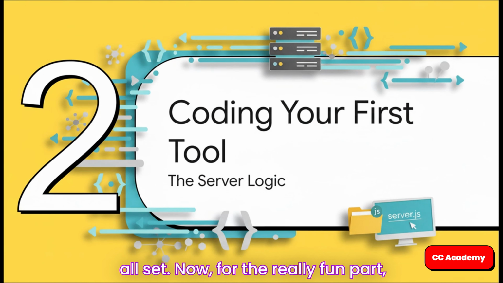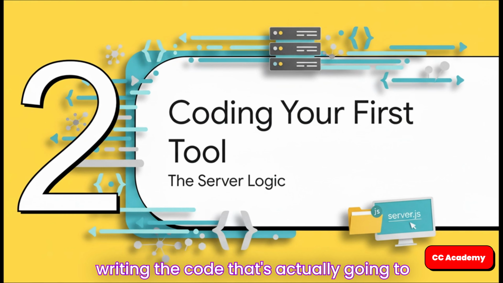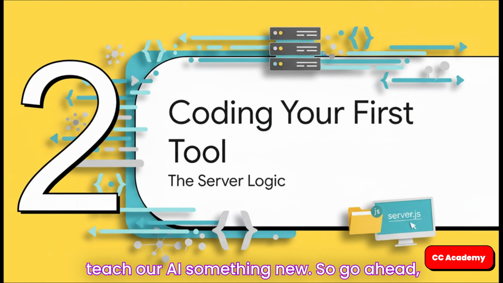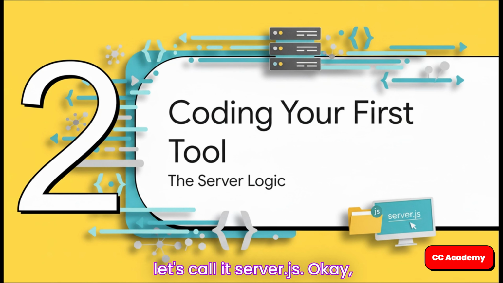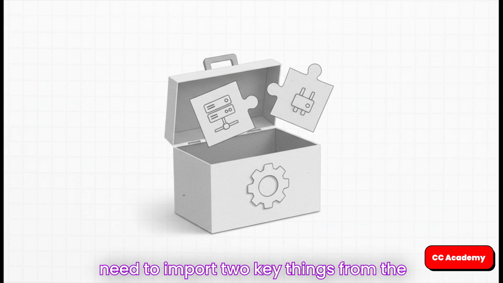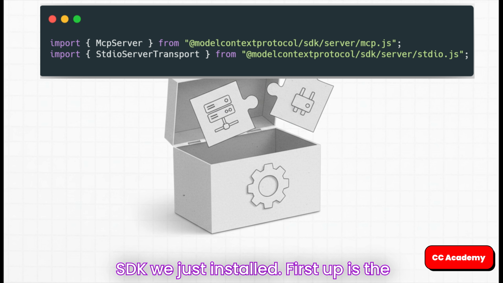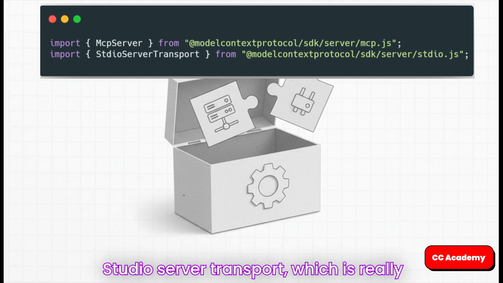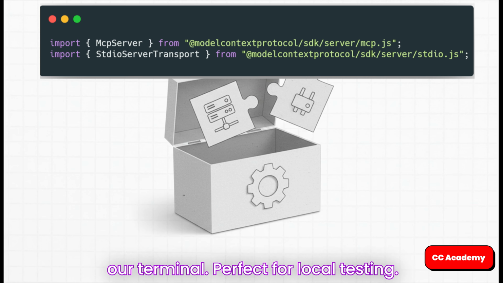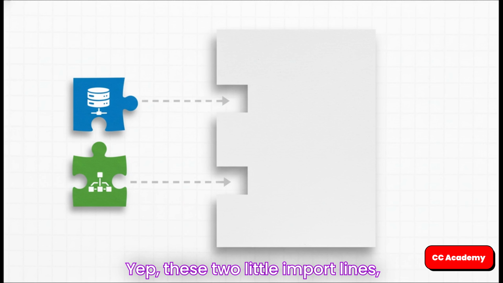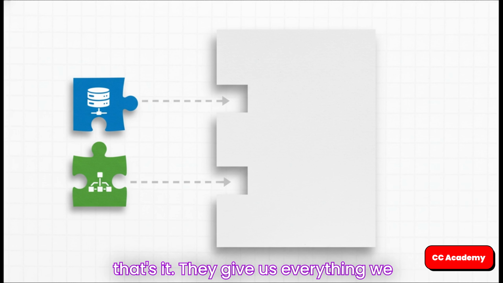All right, project's all set. Now for the really fun part, writing the code that's actually going to teach our AI something new. So go ahead, open up a new file in your editor, and let's call it server.js. Right at the top of our file, we just need to import 2 key things from the SDK we just installed. First up is the MCP server. That's kind of the main blueprint for our server. And second is stdio server transport, which is really just a fancy way of saying it's a tool that lets our server talk directly with our terminal. Perfect for local testing. Yep, these 2 little import lines. That's it. They give us everything we need, the server itself, and a way to talk to it.